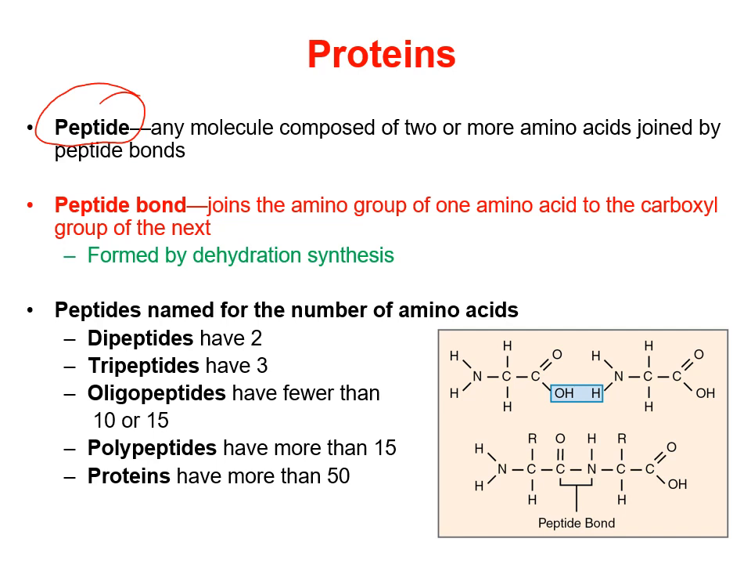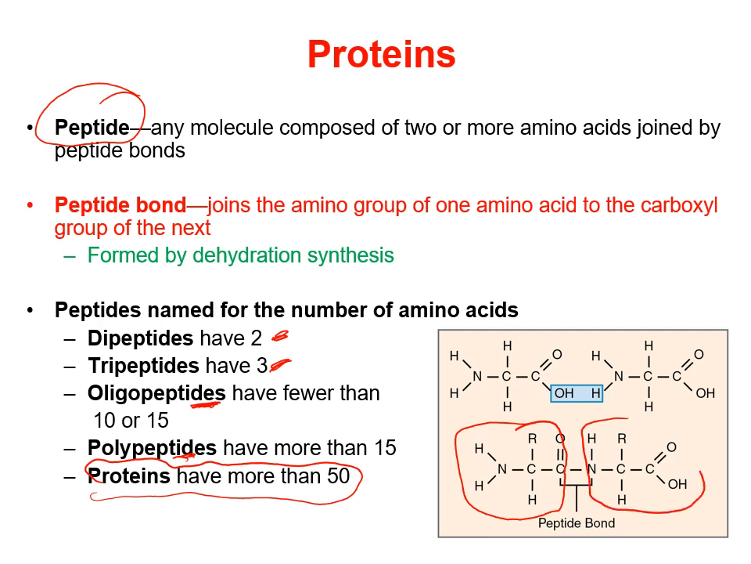Now, peptides are named by the number of amino acids. So if there are only 2 amino acids, you call it a dipeptide. If there are 3 amino acids bonded together, you call it a tripeptide. If there are about 10 to 15 amino acids bonded together, you call it an oligopeptide. And polypeptides have more than 15 amino acids held together, whereas proteins have more than 50 amino acids held together. So the bond between two amino acids, so right over here, this is one amino acid and this is another amino acid. This bond in between the two amino acids is called a peptide bond.